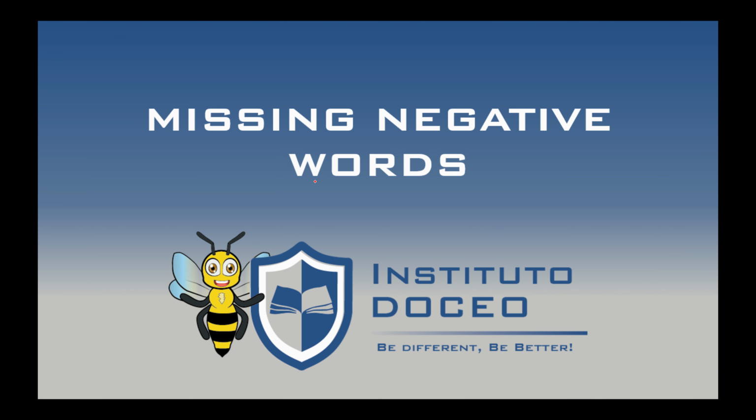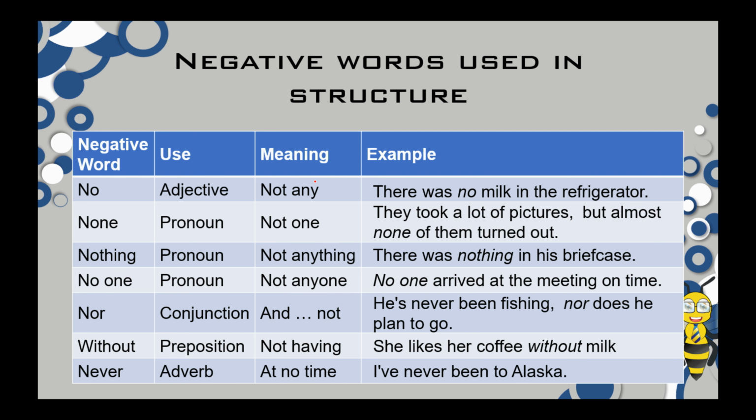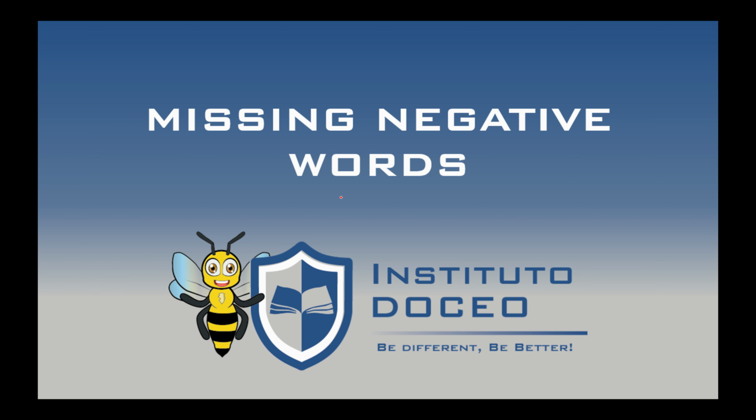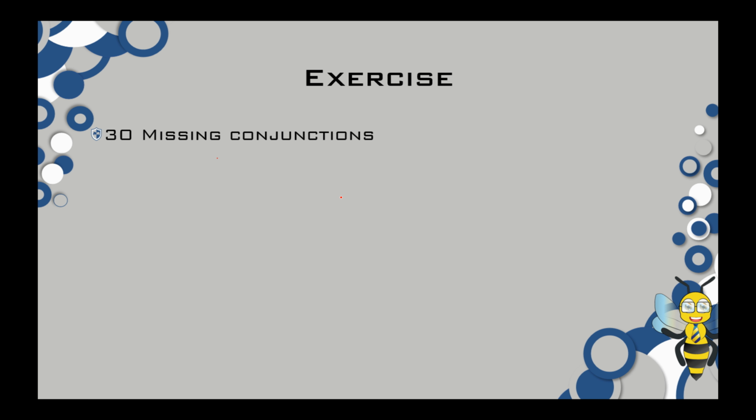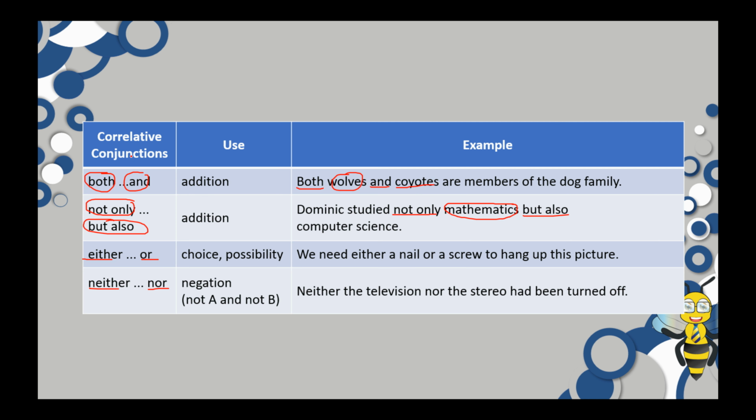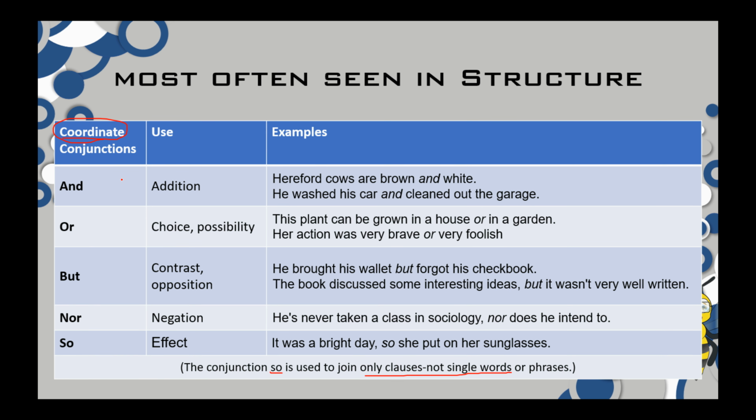What were the correlative conjunctions? Because we saw the coordinate conjunctions. Correlative conjunctions are when you have two words. Coordinate conjunctions have only one word. And, or, but, nor, so are coordinate conjunctions. And both and, not only but also, either or, neither nor are correlative conjunctions.